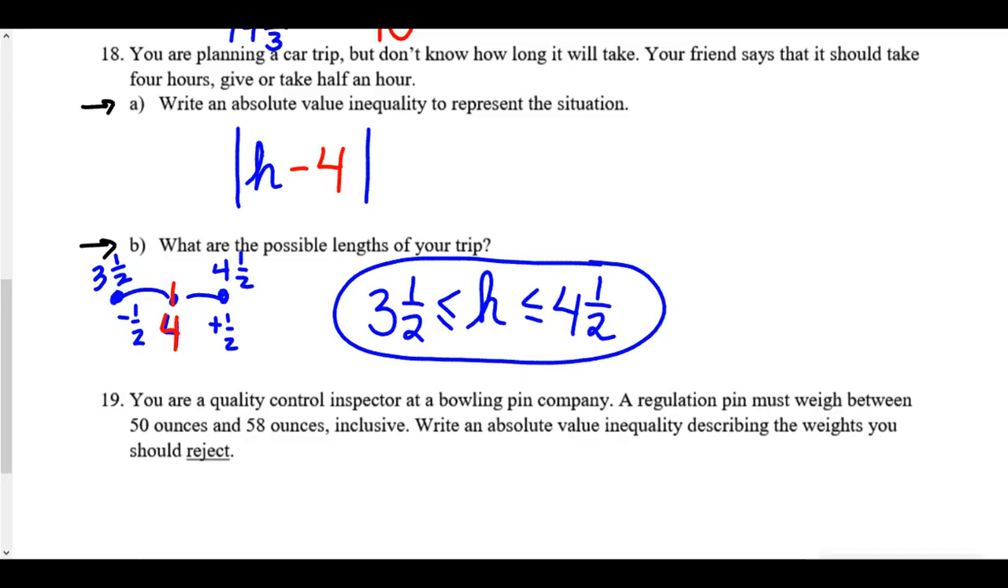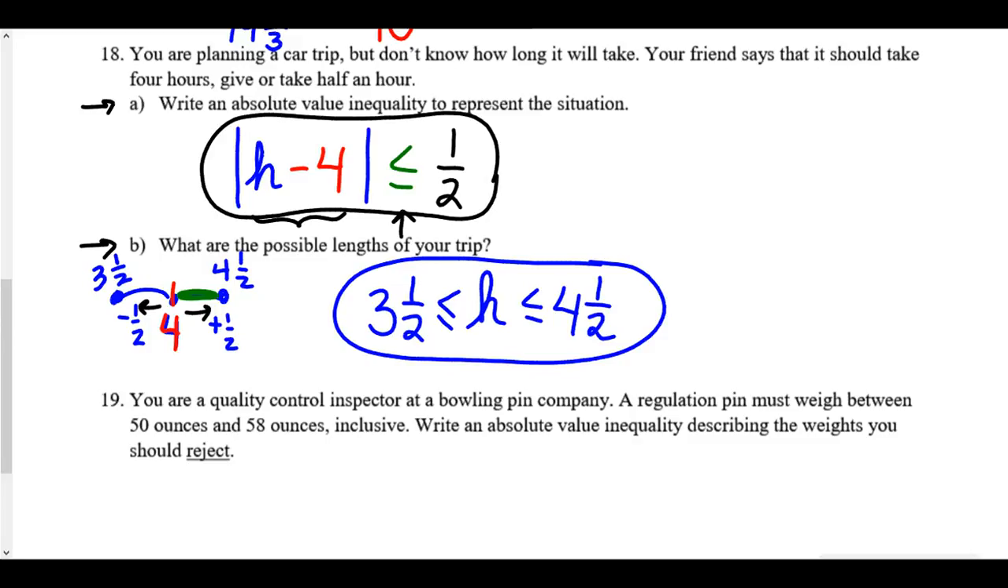Now, I want this distance to be a small distance. I want to be within a half an hour. So this is going to be a less than. Like I said, I think it's going to be an equal to because I could actually go exactly half an hour. And then I want to do how much did I go out in either direction? Well, I went out half an hour in each direction. So what I'm saying here is my time's distance from 4 hours has to be less than or equal to a half an hour. So there's my inequality.